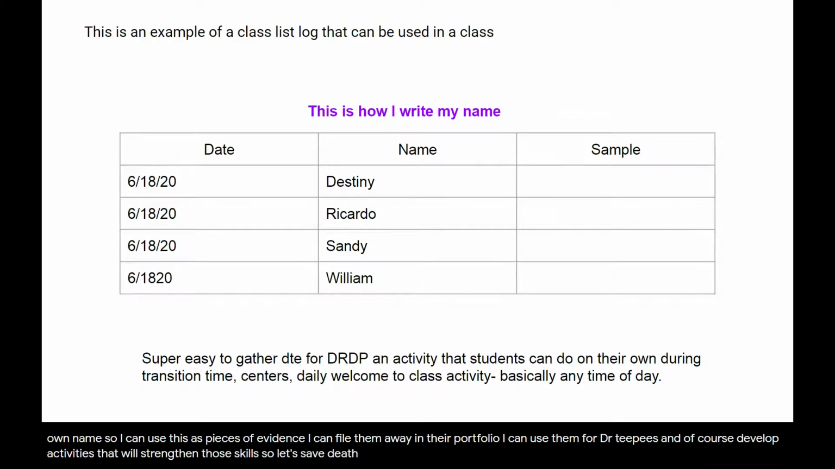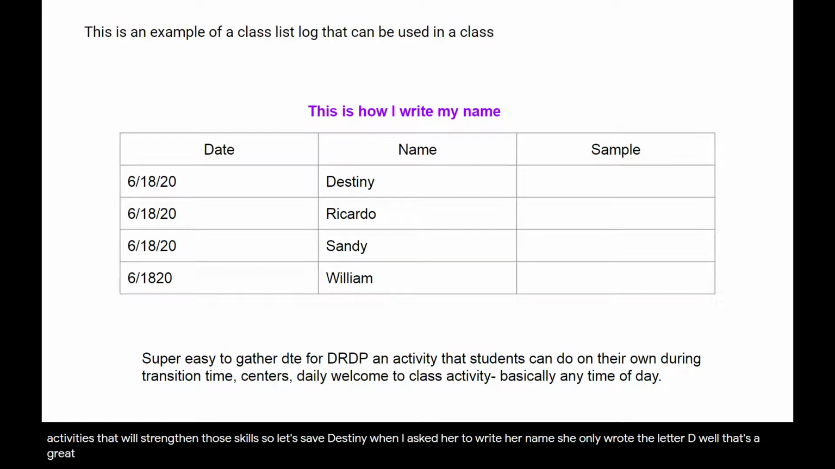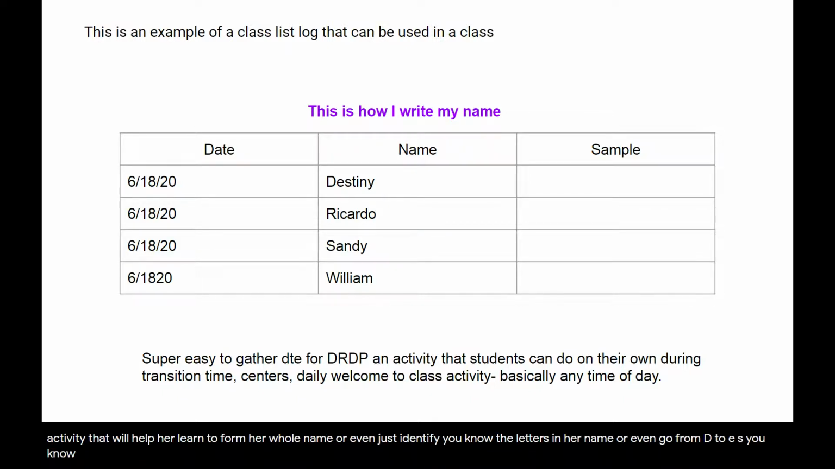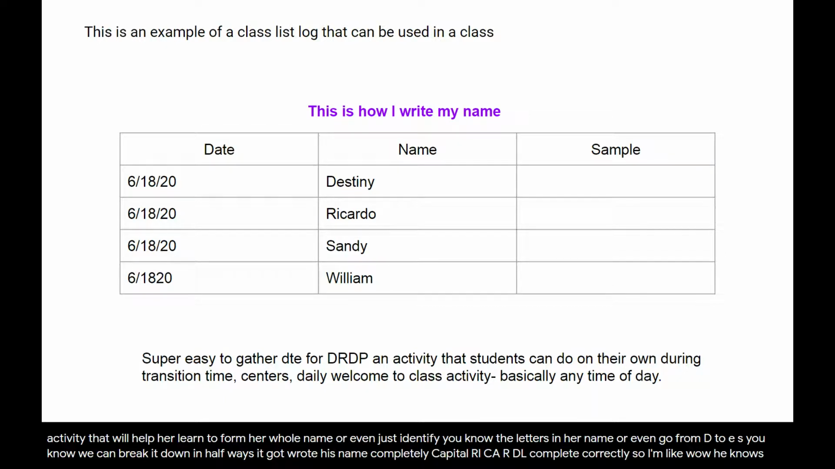So let's say Destiny, when I asked her to write her name, she only wrote the letter D. Well, that's a great way to begin, right? She knows that her name begins with the capital D, but she's still missing the rest of her letters. So I want to make sure that I develop a goal or a lesson or activities that will help her learn to form her whole name, or even just identify the letters in her name, or even go from D to ES. We can break it down in halfways. Ricardo wrote his name completely, capital RICARDO, correctly. So I'm like, wow, he knows how to write his name. Does he know all his letters though?